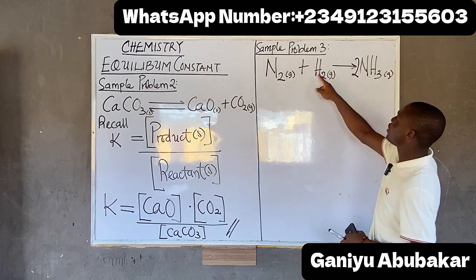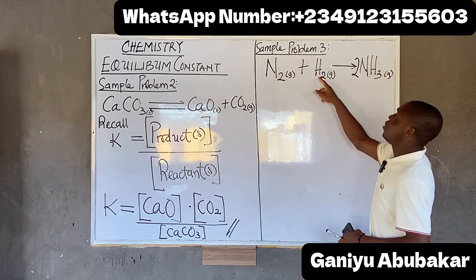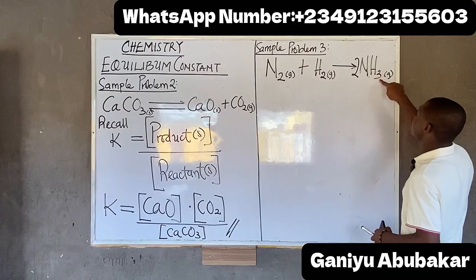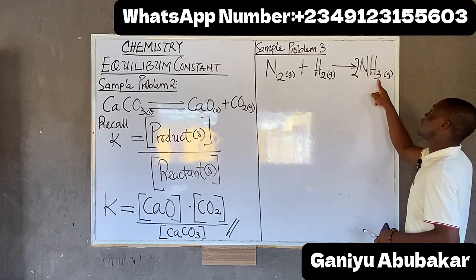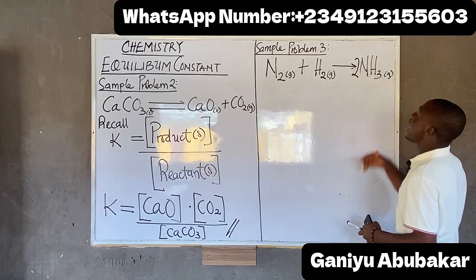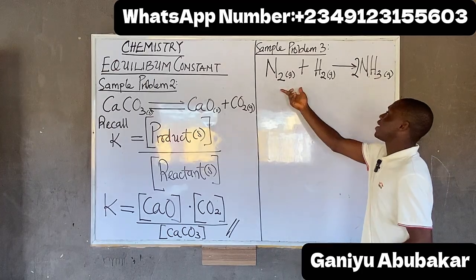Moving on, I have hydrogen. Hydrogen is 2 here. But in this case, hydrogen is not just 3. These 2 will affect hydrogen. That gives you 2 times 3, which gives you 6. In the product side here, I have 6 hydrogen. Right-hand side, I have just 2.